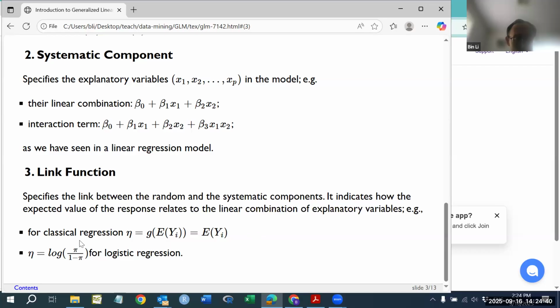For example, for classic regression, the link function is actually the identity function. And for logistic regression, which we will see in a minute, the link function is the logit function. Okay, so any questions so far?